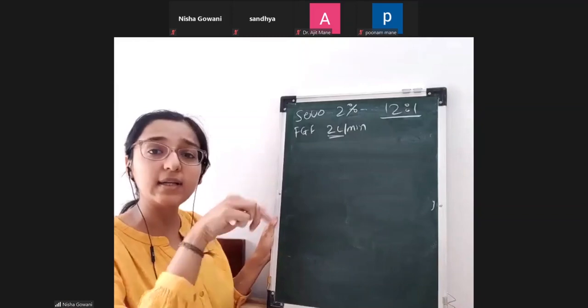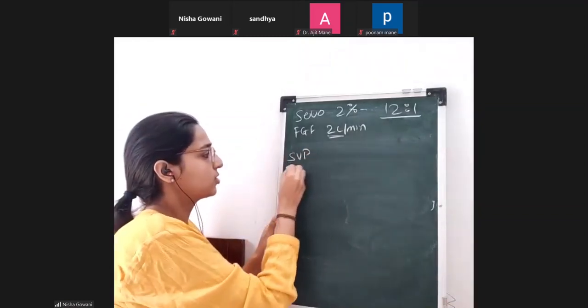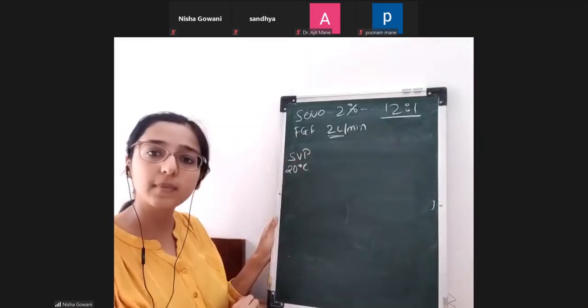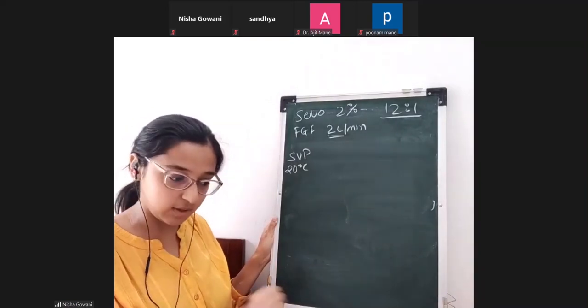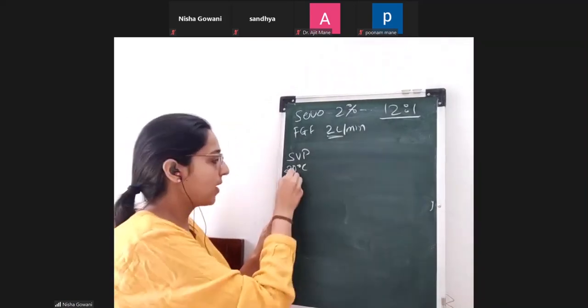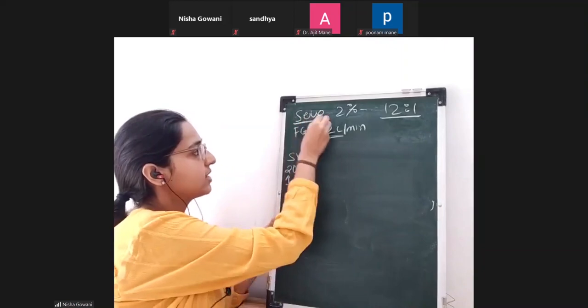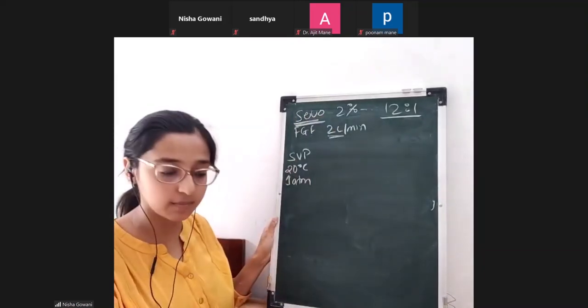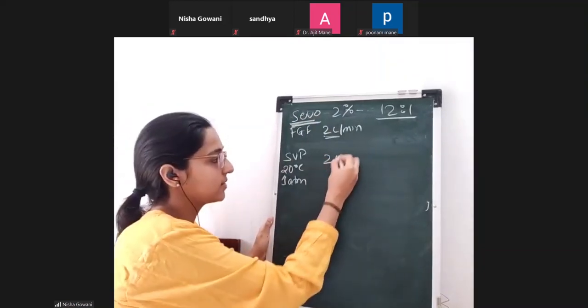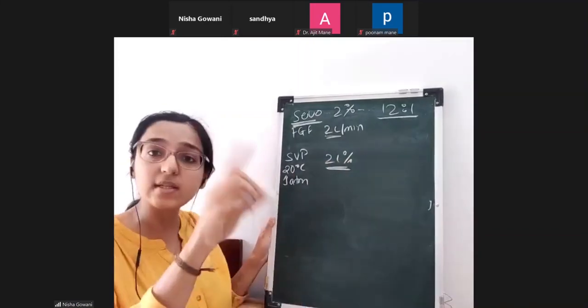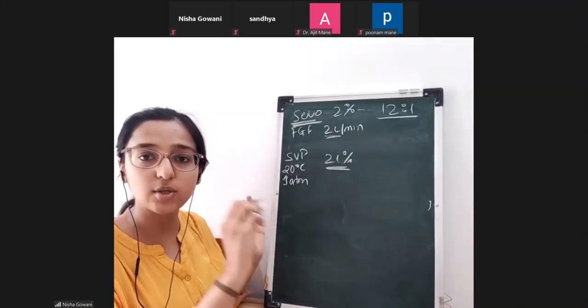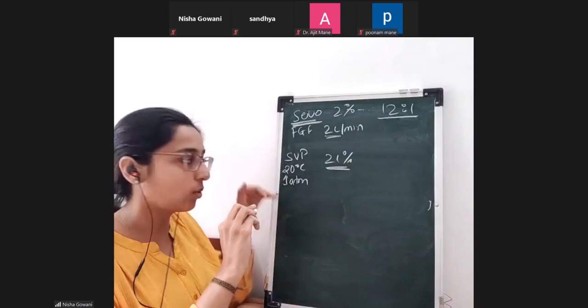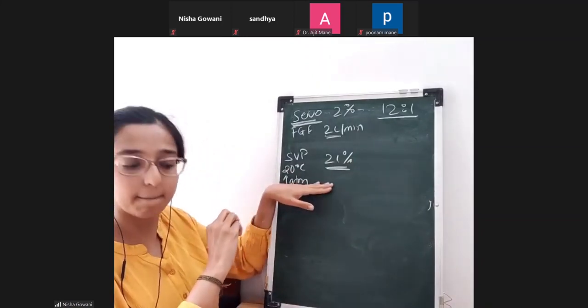I told you, remember that table, saturated vapor pressure table at 20 degrees Celsius? The saturated vapor pressure at 20 degrees Celsius, 1 atm for sevoflurane is how much? It is 21%. Go and see that table. It is there in that table. The saturated vapor pressure for sevoflurane at this is 21%.